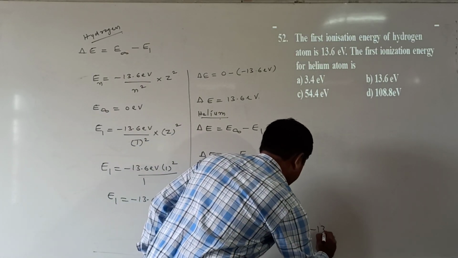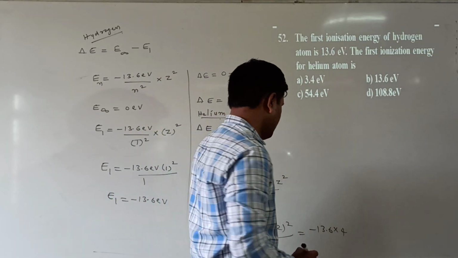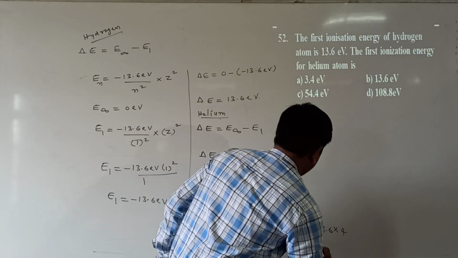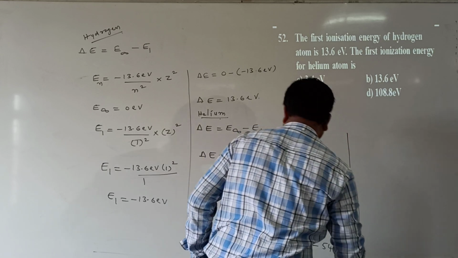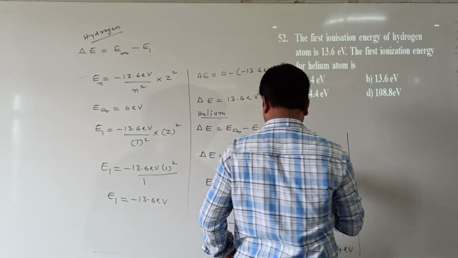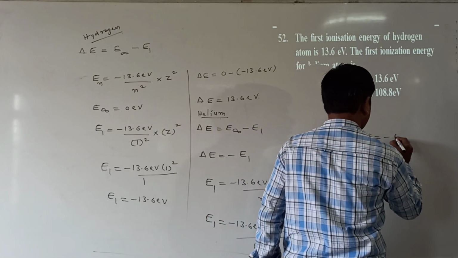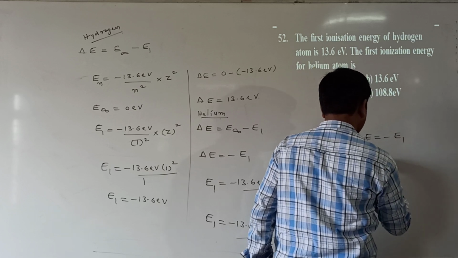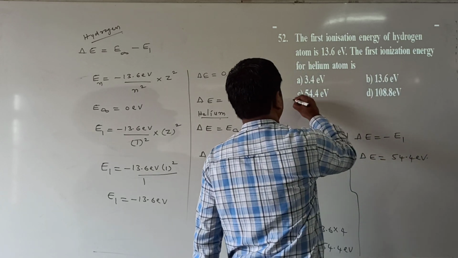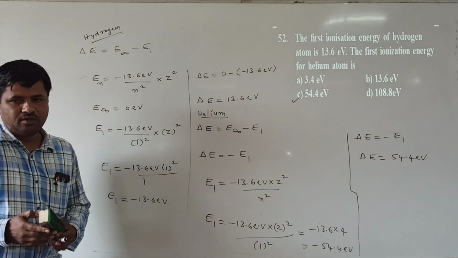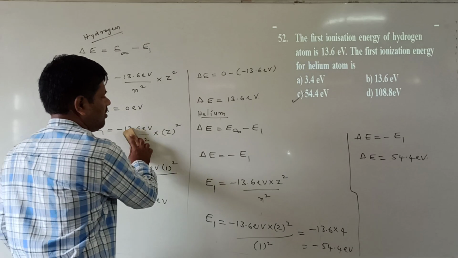Now what are we getting here? Minus 13.6 into 2 square, which is 4, so this value is minus 54.4 electron volts. But what is asked in the question? The ionization energy. Ionization energy delta E is equal to minus E1. Minus E1 means minus into minus is plus. We are getting 54.4 electron volts. So which option is correct here? C option is correct. This is the ionization energy of helium, 54.4 electron volts.